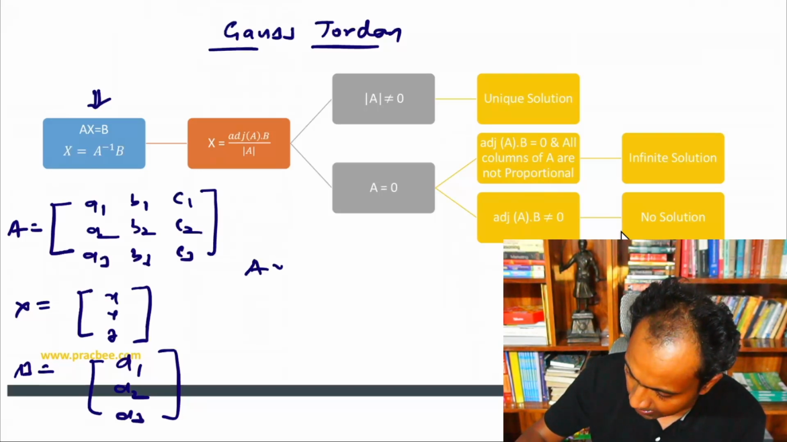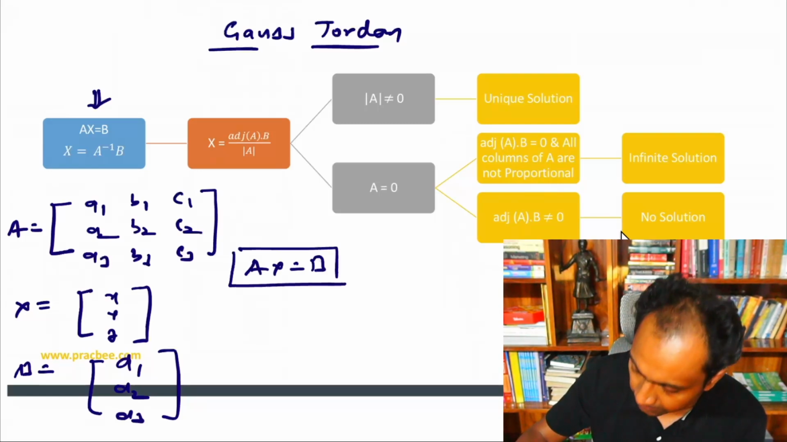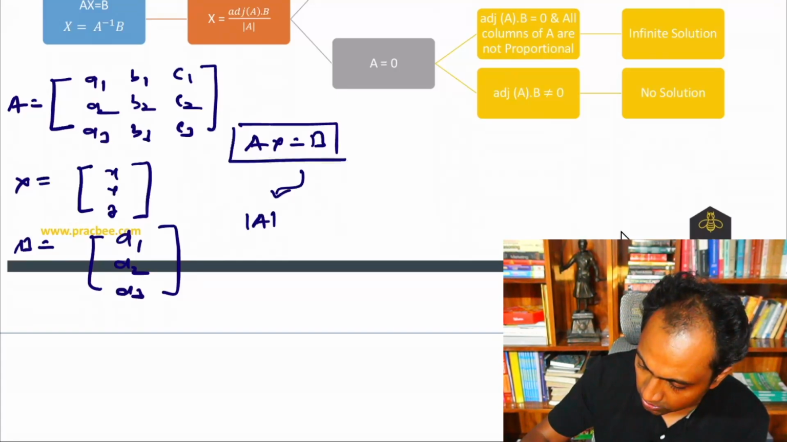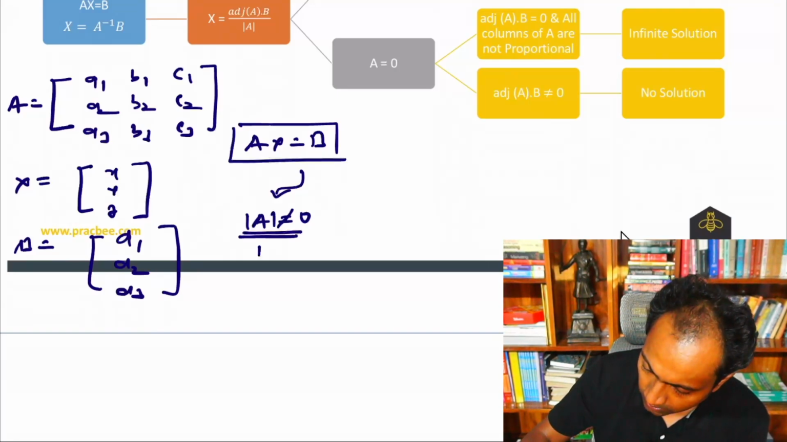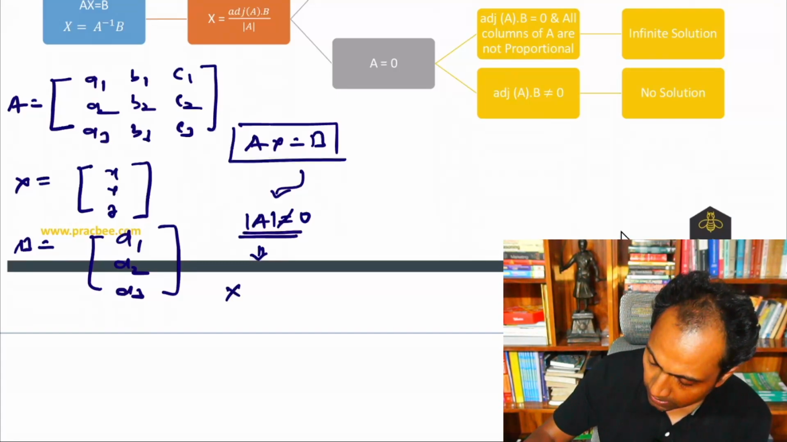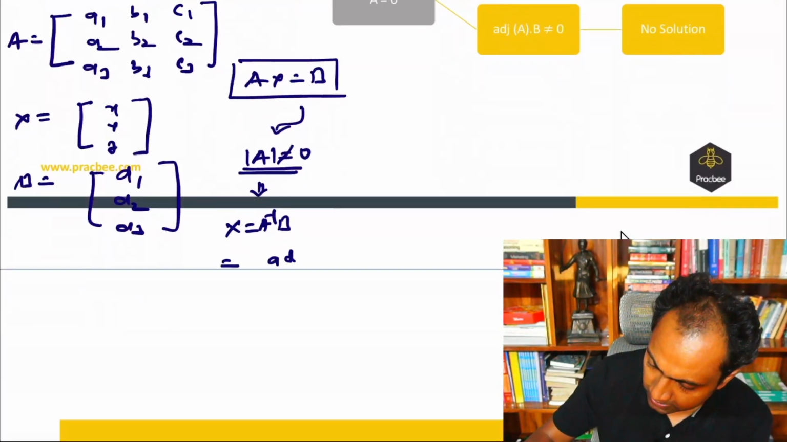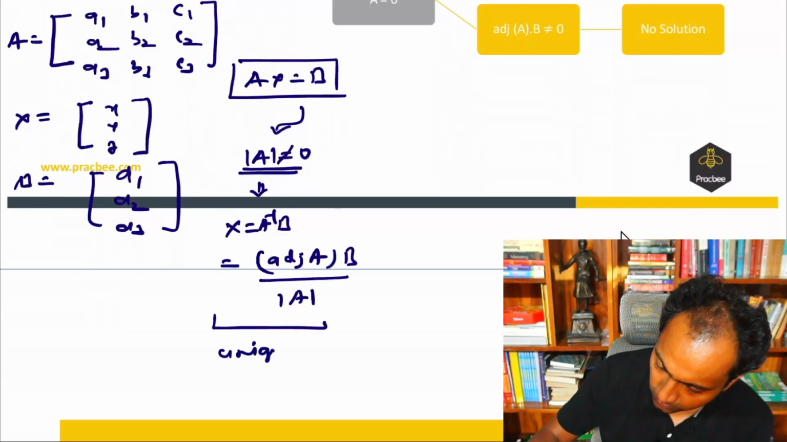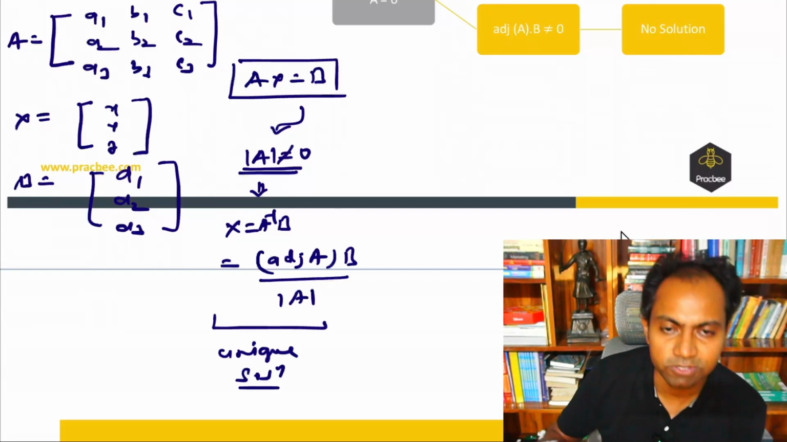So if Ax is equal to B, there are two things that can happen. The first thing that can happen is either it is a singular matrix or a non-singular matrix. If the determinant of A is not equal to 0, then the inverse will exist, and X can be written as A inverse into B, which in turn can be written as adjoint of A into B by determinant of A. And in this case, we are going to get a unique solution. This is the first scenario.